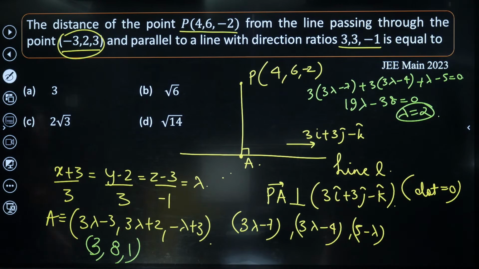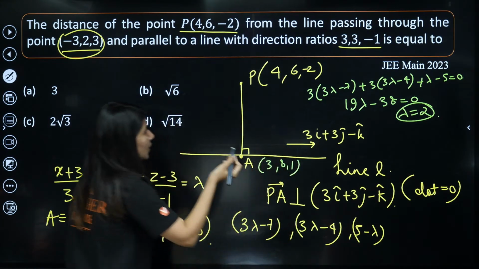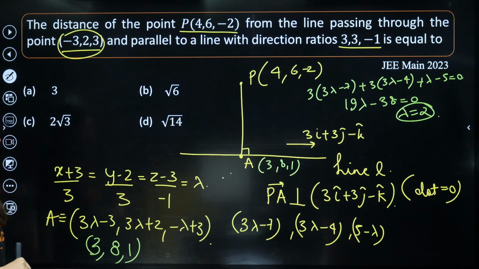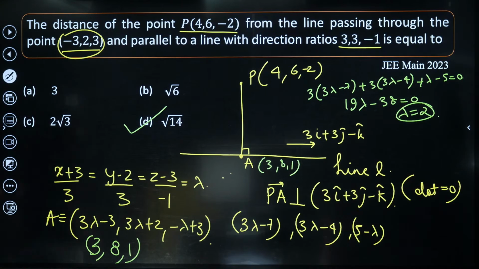Now apply the distance formula, right? 3, 8, 1. Apply the distance formula now. So 1 and then 4, so that would be root of 5 plus 9. So 5 plus 9 would be 14. Root 14 is the correct answer. Apply the distance formula, you will get the answer.